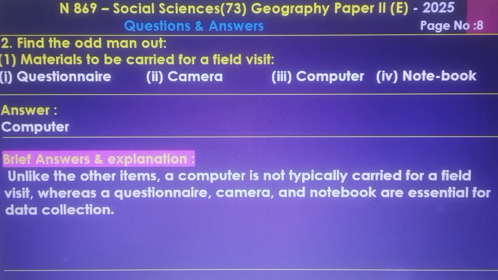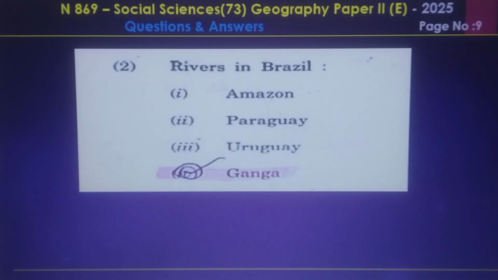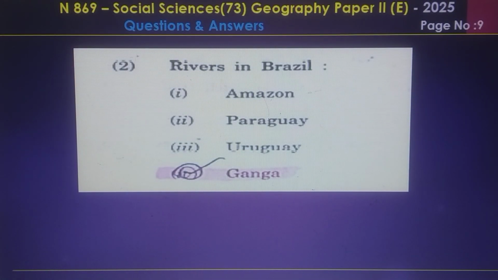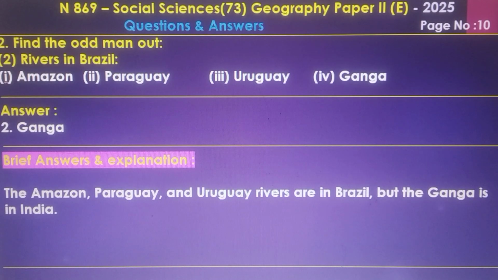That is the answer. Question number 2: rivers in Brazil: Amazon, Paraguay, Uruguay and Ganga. The answer to this question is Ganga. The brief answer and the explanation: the Amazon, the Paraguay and Uruguay are rivers in Brazil, but Ganga is in India.